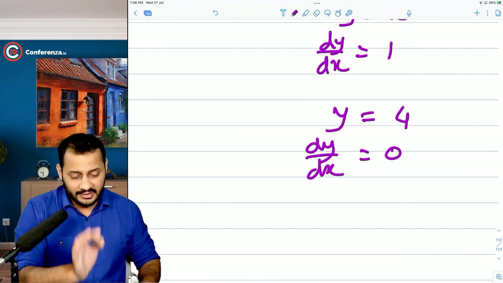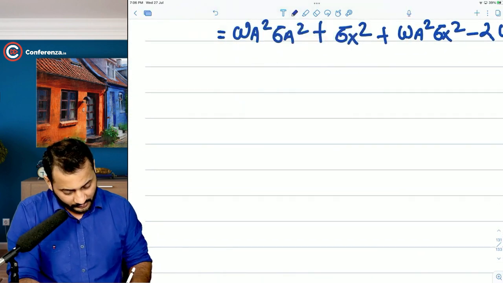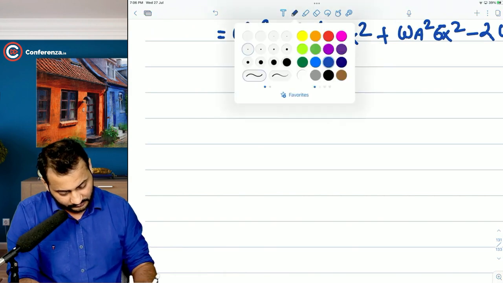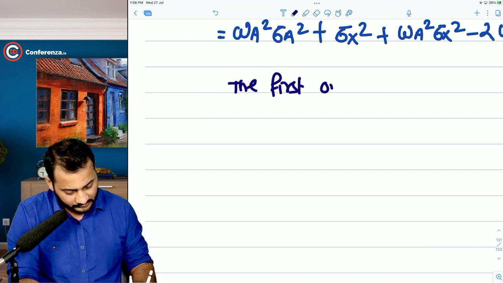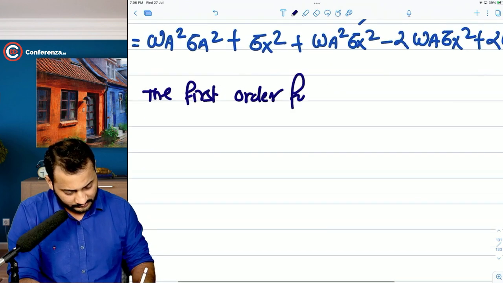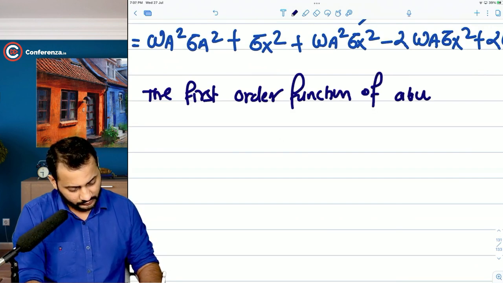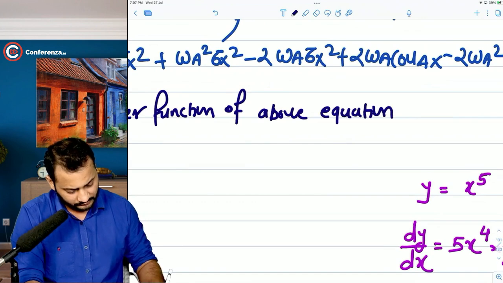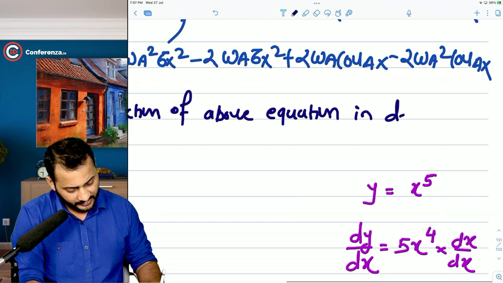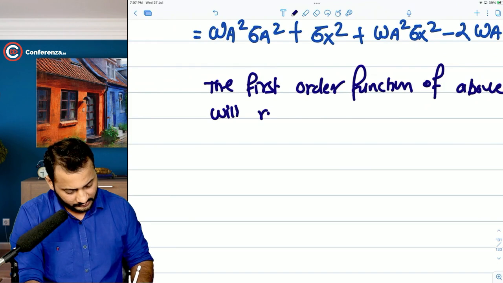In order to summarize all these things, I will just write down the first order derivatives of the above equation, and we will replace.